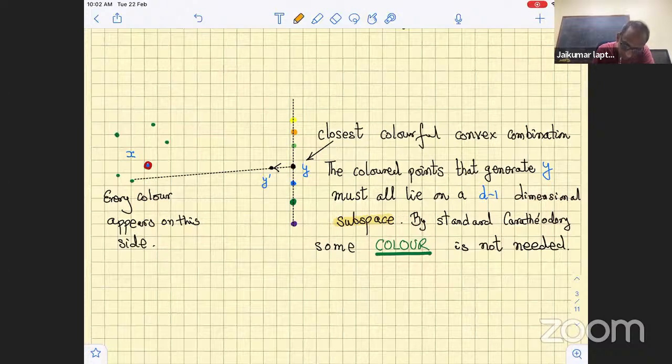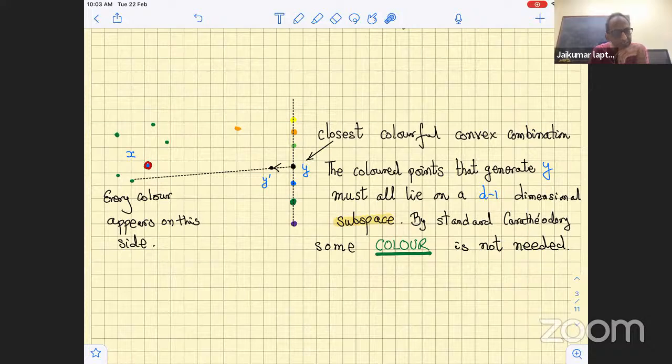Among them, this orange point was not here, but was on this side. So suppose this orange point was here. Well, that means Y is a colorful combination, and the orange contribution is being provided from here. Now, suppose I increase the weightage of the orange combination, then this point will start moving in this direction. It will be on the line joining Y and this orange point. But then if you move a small enough amount, you will actually be closer to X than before. And that would be a contradiction.